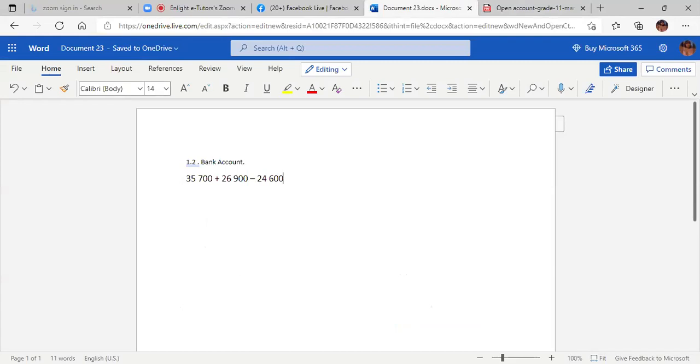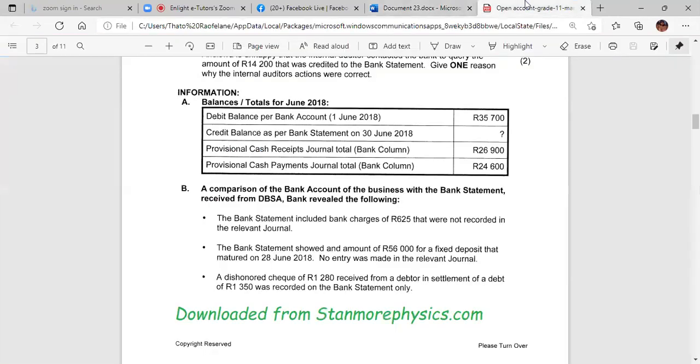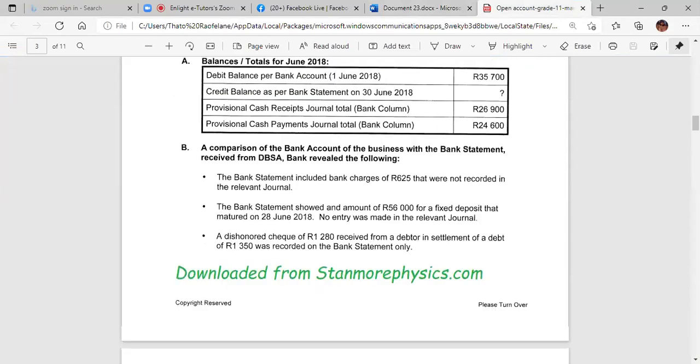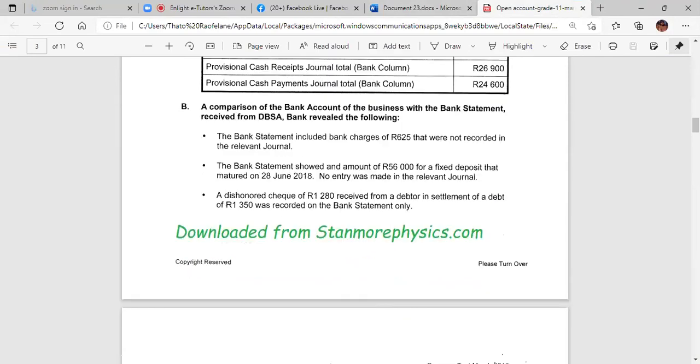So here are 3 easy marks, honestly. Let's be honest, these are 3 marks that we should get on Thursday and Friday when bank reconciliation is high. And then information B, a comparison of the bank account of the business with the bank statement. So when we were comparing the records internally, wait, why do we do the bank reconciliations?